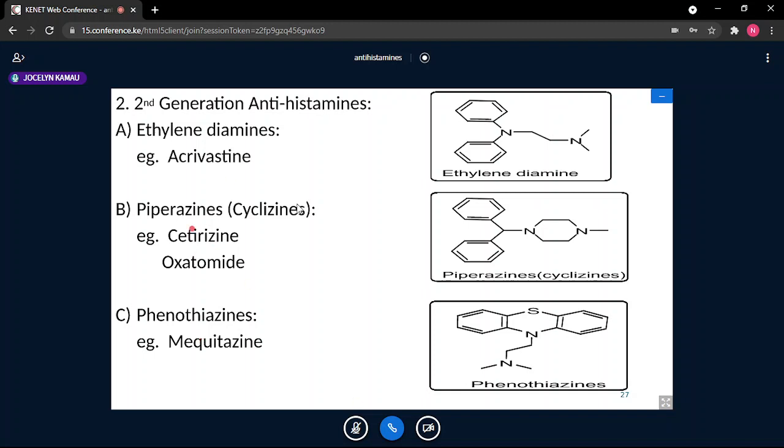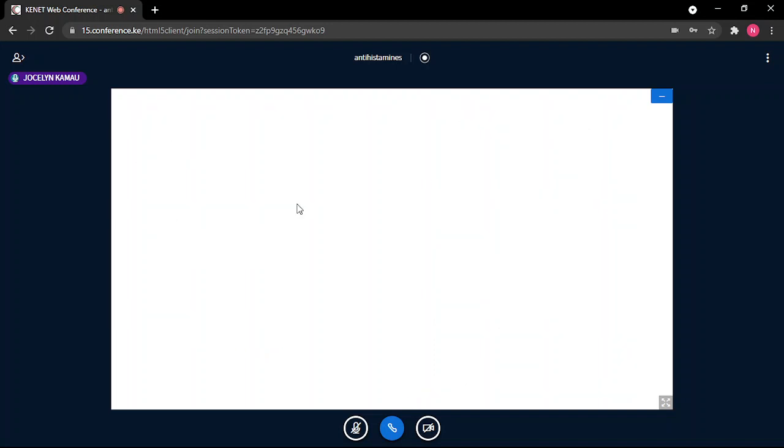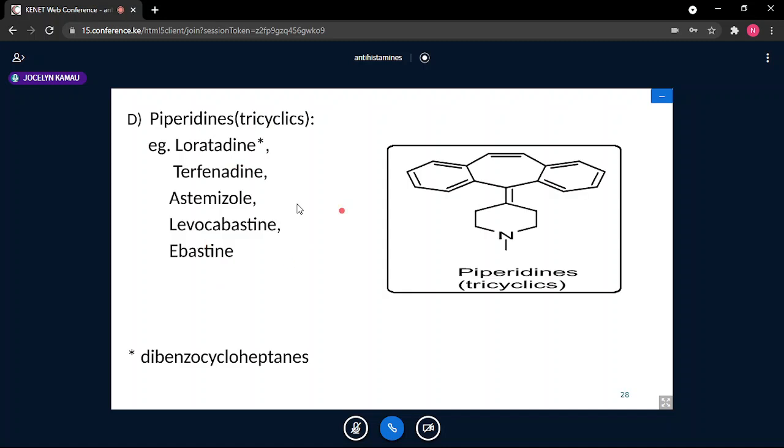Cetirizine is a derivative of the hydroxyzine, and we are going to see the structures and how they compare. So you can see we are not getting anything really new in terms of the basic structures. The structures of the respective compounds could be different, but the basic structure is the same. Then you have the phenothiazines, where you have mequitazine as an example. Of course the structure of mequitazine is different from the structure of promethazine, but both of them are phenothiazines. That's what we need to understand. Again, we have the piperidine derivatives, just as we had said, which are tricyclics. Under the piperidine derivatives is where you find loratadine, terfenadine, astemizole, levocabastine, ebastine.